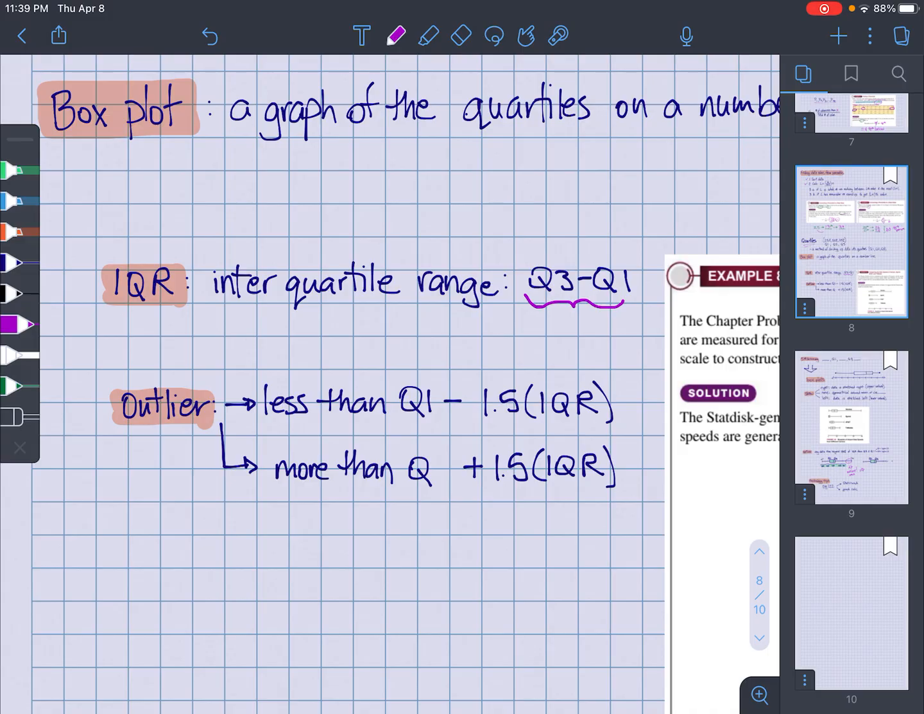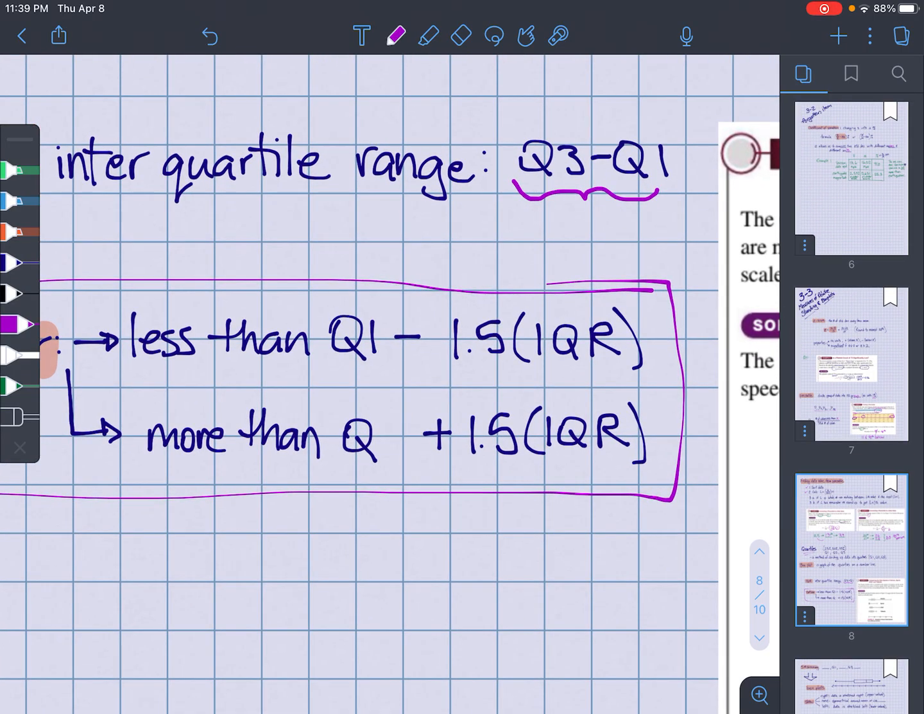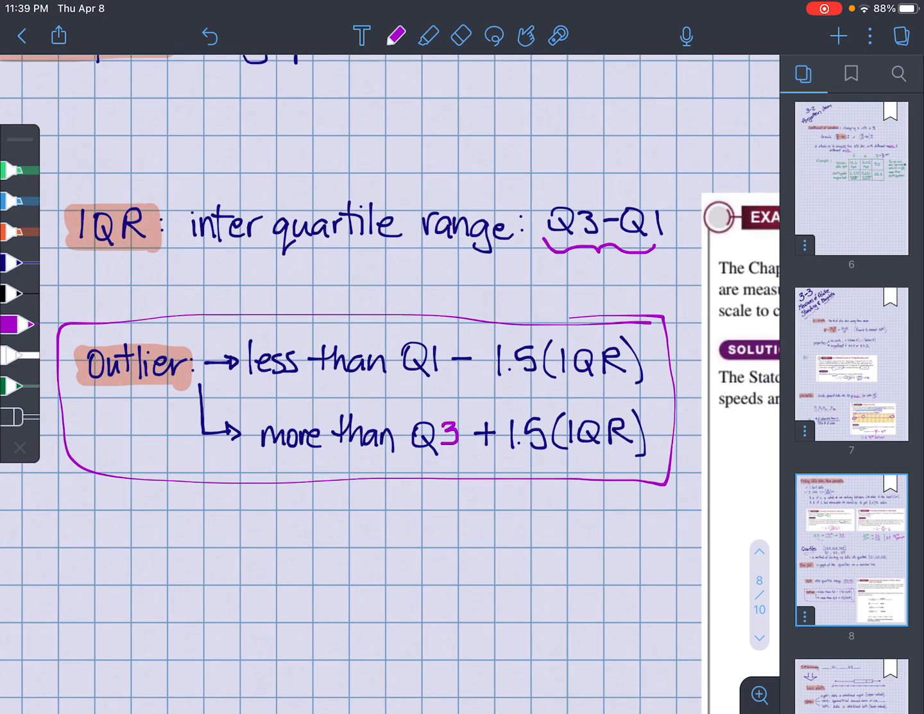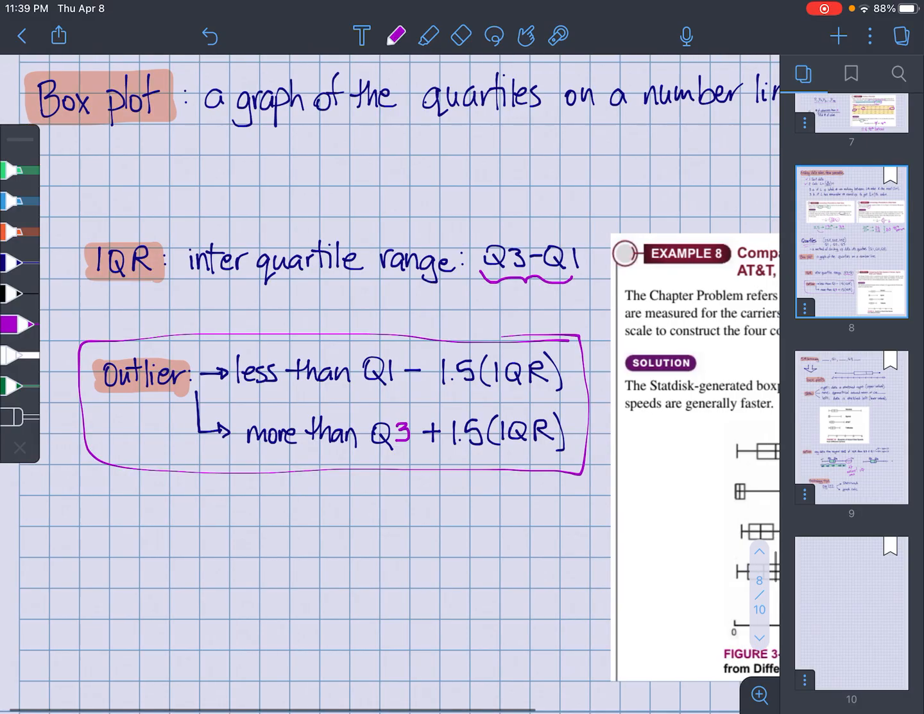Yay! All right, so what we're going to do is, and I'll do an example of it, but this is something you should probably copy down. So we take Q1 minus 1.5 times the IQR, and then we take Q3 plus 1.5 times the IQR. And anything that's beyond there is considered out of bounds.